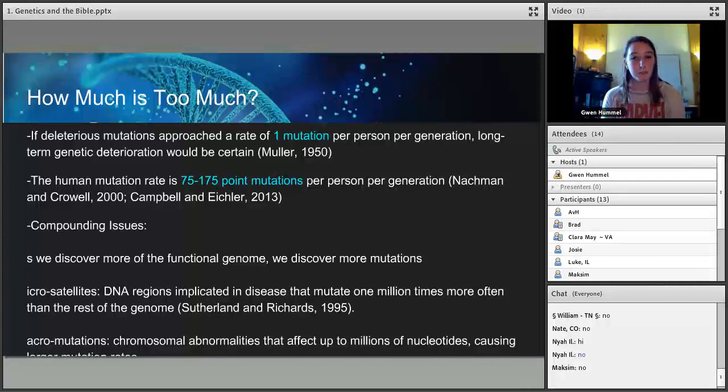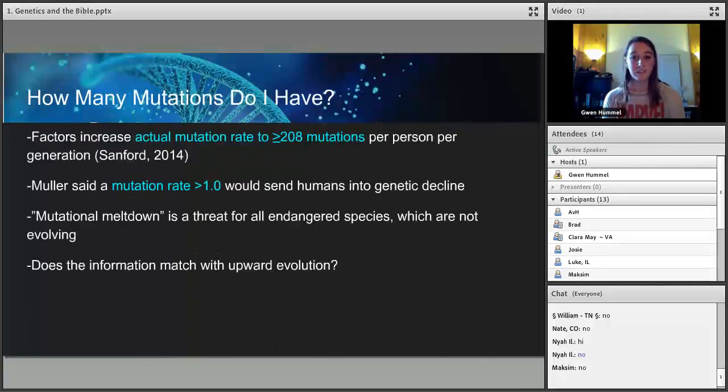Then we see macromutations. Macromutations are mostly chromosomal abnormalities. So our big books, remember, our chromosomes that are shaped like X's. These can affect up to millions of nucleotides, and these can cause incredible genetic defects. Often people aren't even born if they have these issues, but we see these things being passed along. So when we look at how much is too much within our genetic mutations, we actually see that not very much is too much, and we need to be careful when we look at these genes.